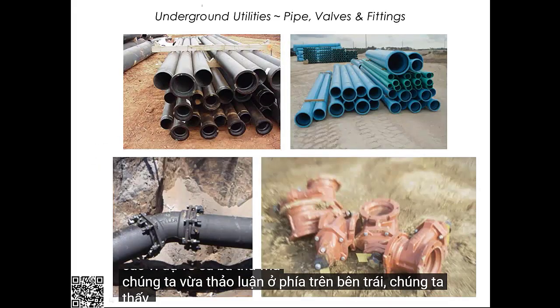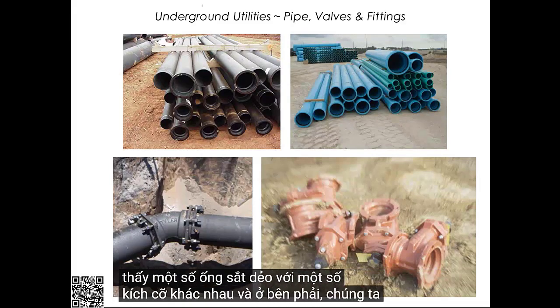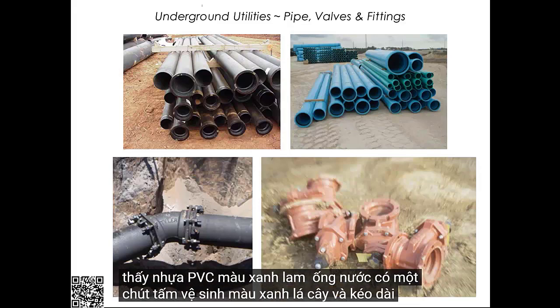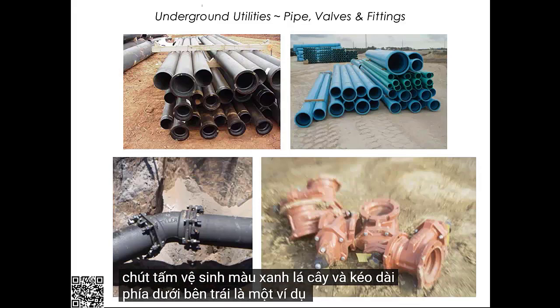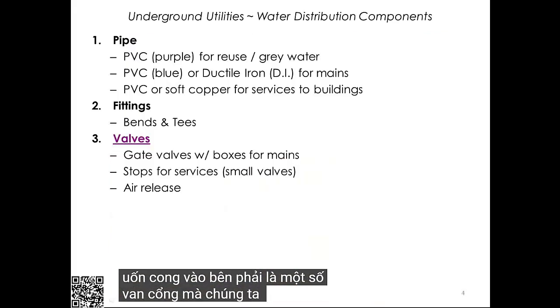On the upper left, we see some ductile iron pipe in a couple of different sizes. And to the right, we see blue PVC water pipe with a little bit of green sanitary pipe mixed in. Lower left is an example of a bend fitting, and to the right are a few gate valves.